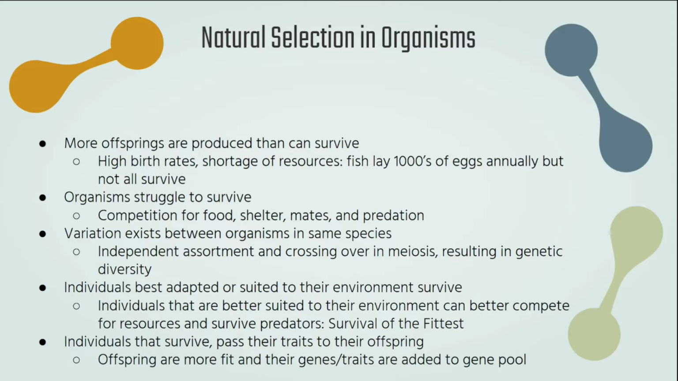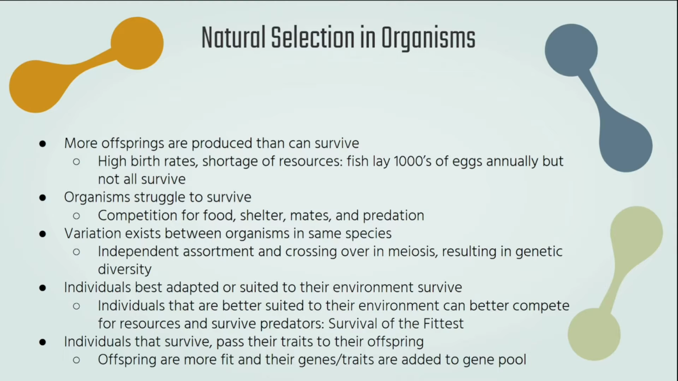The claim made by the theory of natural selection for the lives of organisms in their natural habitat can be summed up in 5 parts. First, more offsprings are produced than can survive. This is a result of a combination of high birth rates and shortage of resources. An example would be that a fish lays thousands of eggs annually, but not all survive.